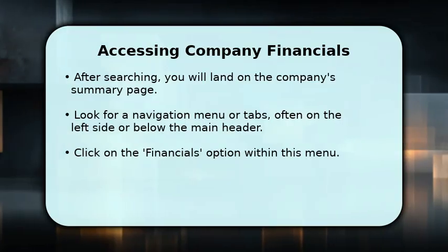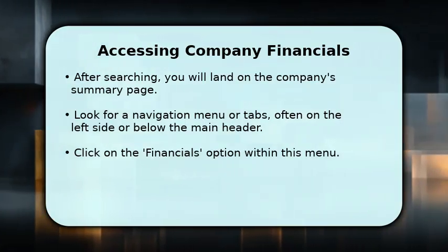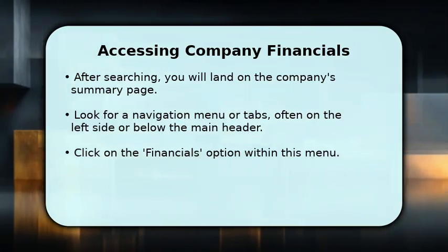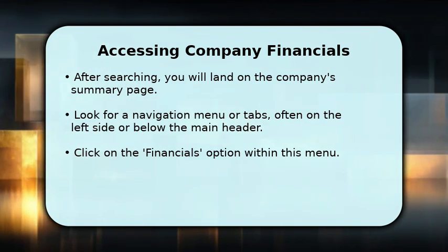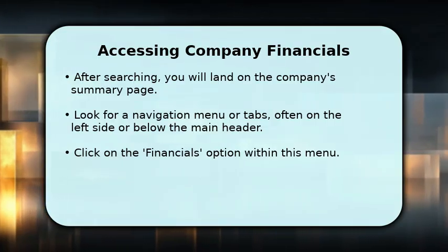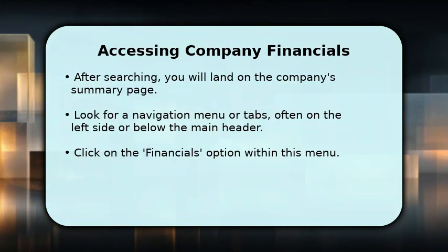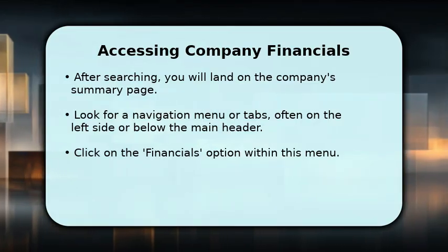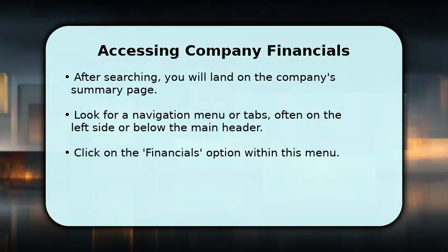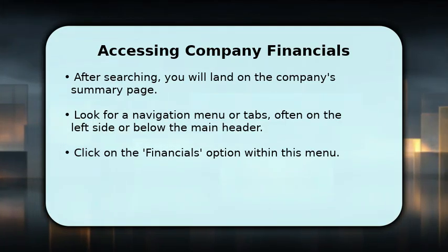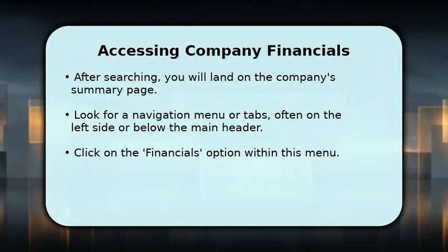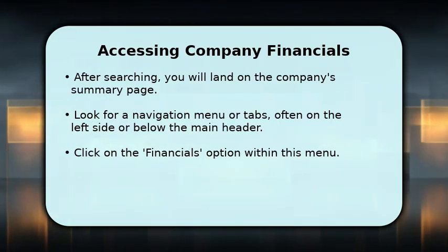Once you have successfully searched for your desired company, you will arrive at its overview page. On this page, you will find various sections providing different data points. Locate the navigation menu, which is usually positioned on the left-hand side or as a set of tabs. Within this menu, you need to select the option labeled Financials to access the detailed financial statements.